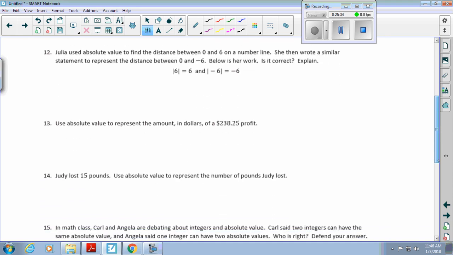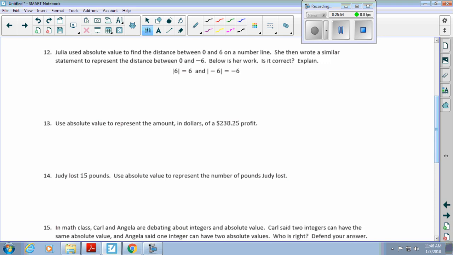All right. Number 12, it says Julia used absolute value to find the distance between 0 and 6 on a number line. Oh, distance between 0 and a number. She was finding what? Hey, Aiden, you want to say that again? Absolute value. Oh, he changed his tone. Before he said absolute value.